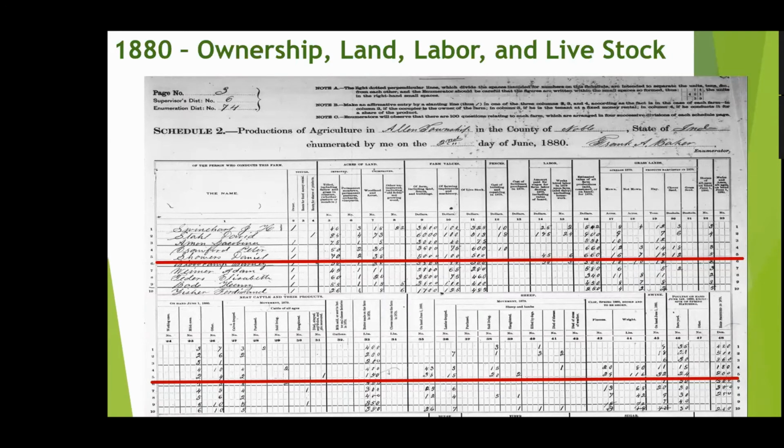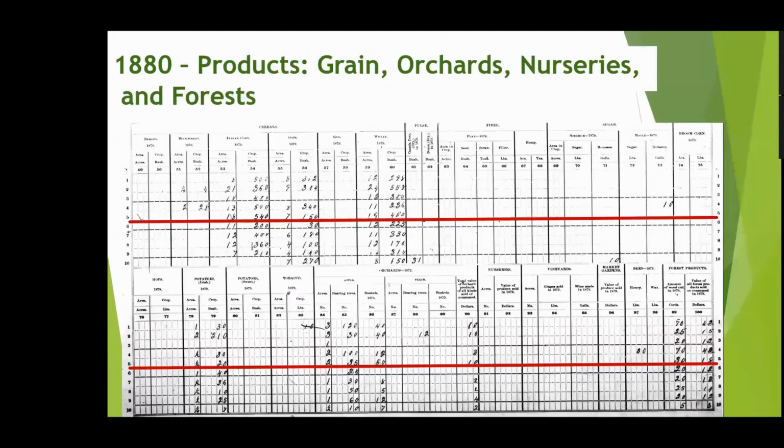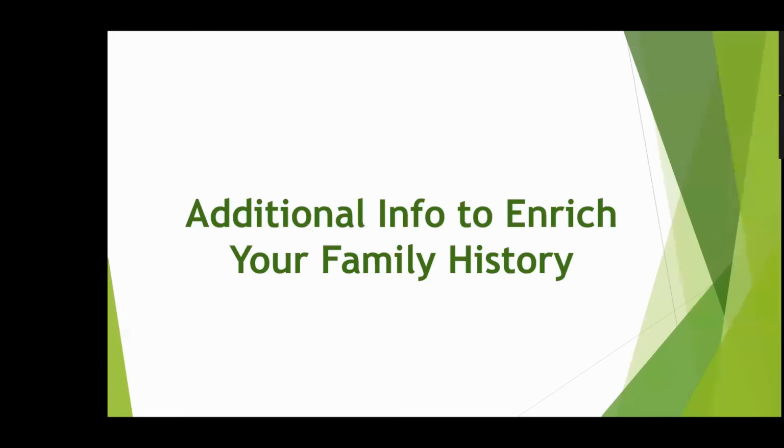Here he is in 1880, same county area and stuff. So that gives me a little bit more information. $5,000 property value, so it's like, okay, he's doing well. And then about the various products and stuff he had going. So to enrich your family history, there's a lot more other information you might want to find regarding it because of what he did, where he was.